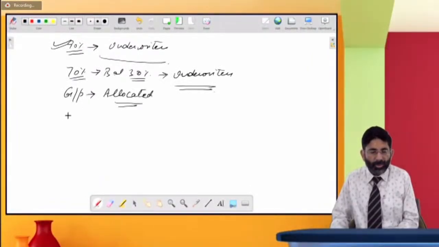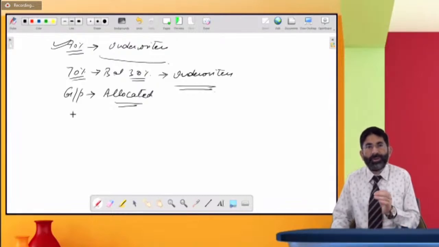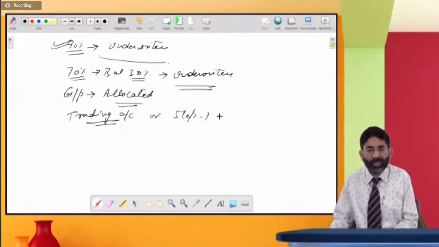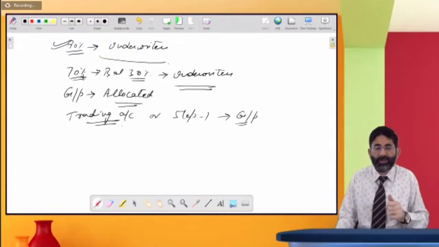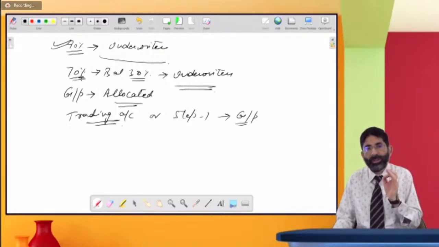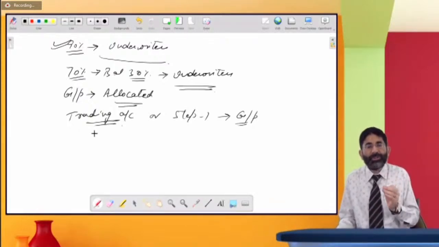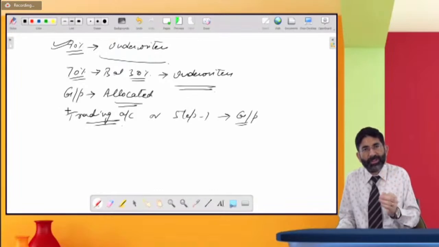If GP is not given to us, what will we do? We will prepare the trading account, step number 1, for calculation of GP, that I have discussed in my lecture before the last one. You may please refer to that lecture, and you will understand how to calculate the GP. Otherwise, in simple words: sales plus closing stock minus opening stock minus purchases minus direct expenses. The balance will be GP, and that GP will be allocated in pre and post incorporation, beta.